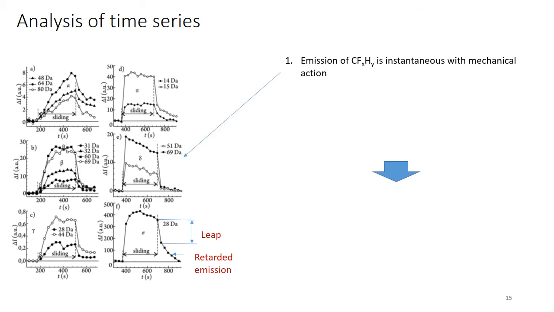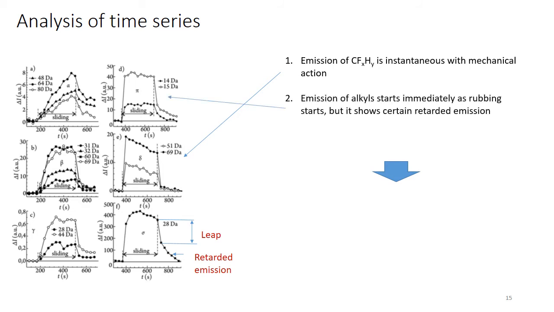Well, first, you can see that in this case these two channels correspond to CF3 and CF4 and CHF3. So you can see that there is a very steep rise at the beginning and very steep fall of the signal just when the rubbing stops. So this means that there is instantaneous emission with mechanical action.